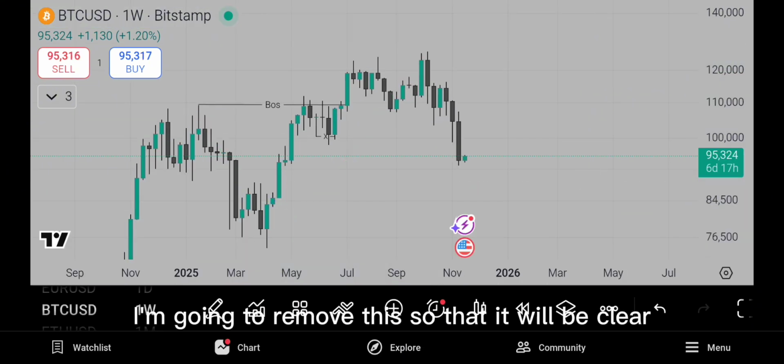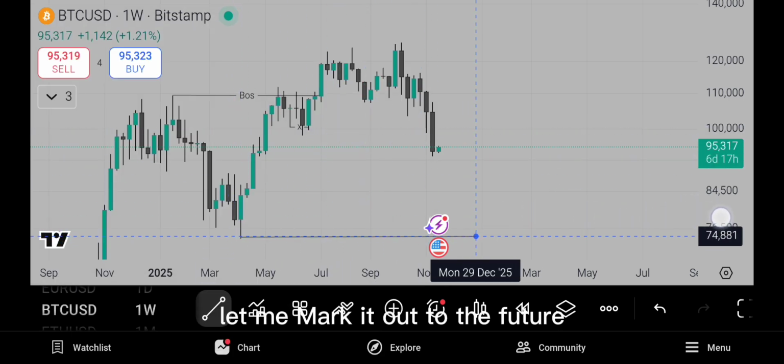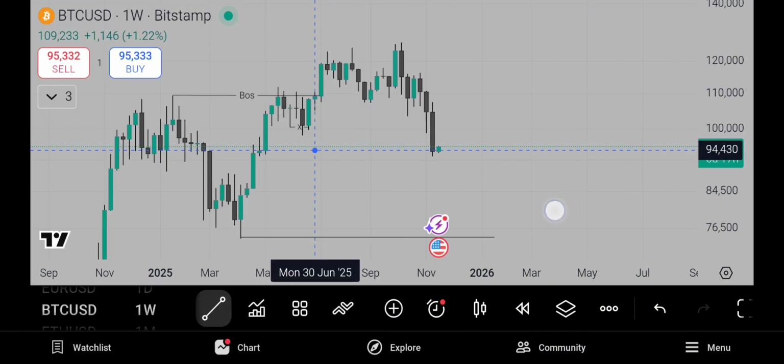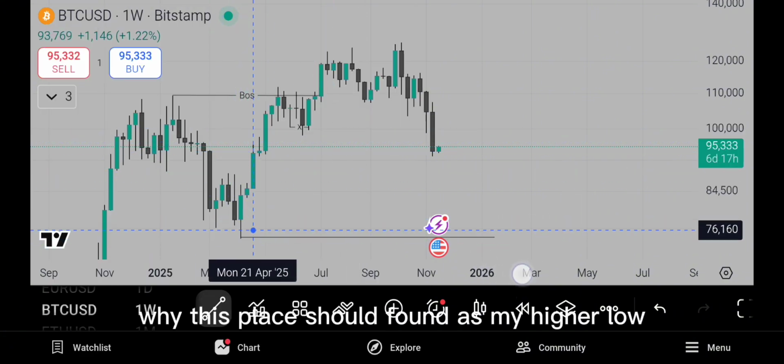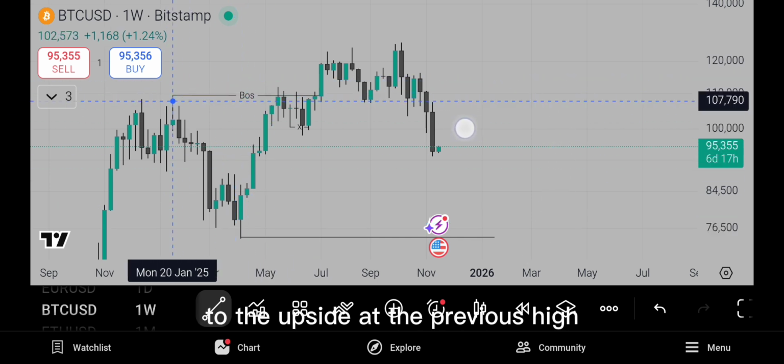Then I'm going to clean down. I'm going to remove this so that it will be clear. Then I want to mark out our higher low. Let me mark it out to the future. Why this place should be my higher low is because we have a break of structure to the upside at the previous high.